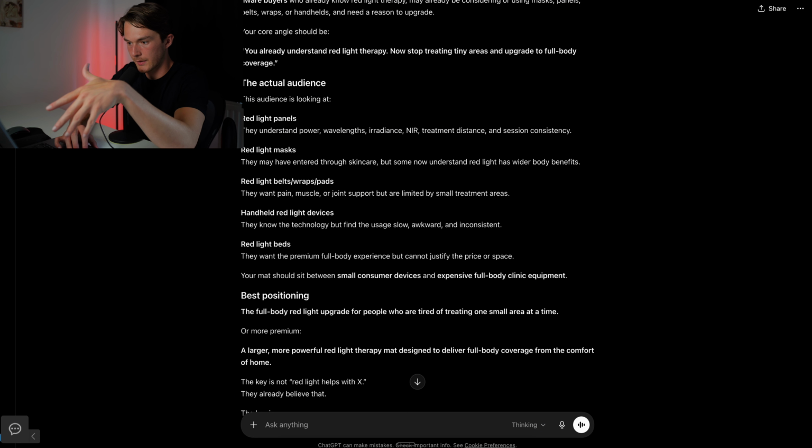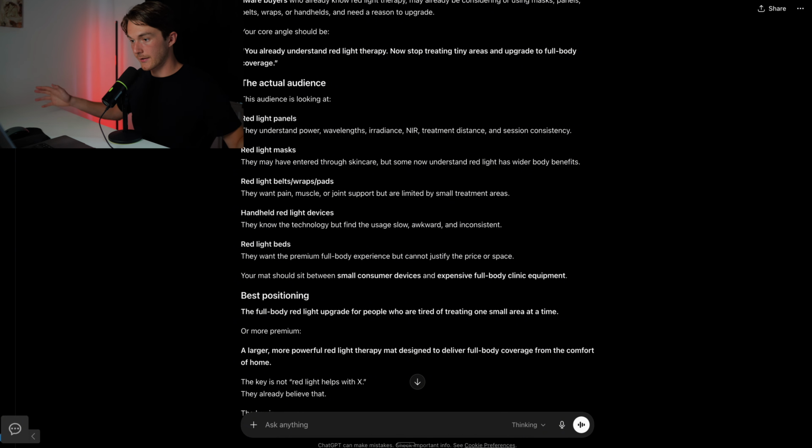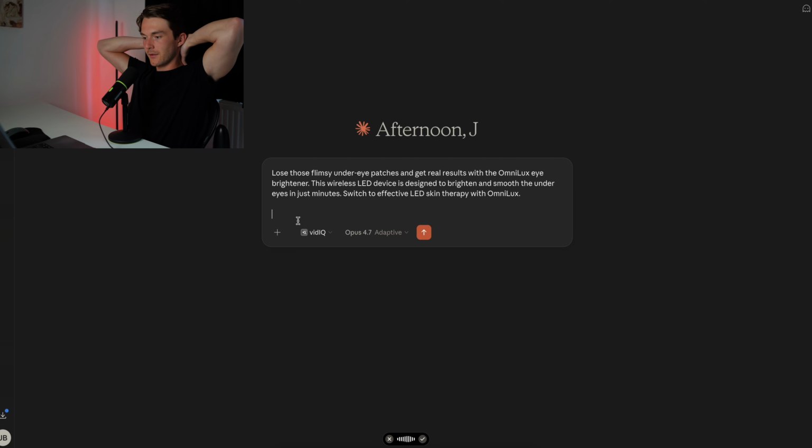All right, so they're looking at red light panels. Perfect. Red light panels are just super small and they're not the size of my product. And so one of my hooks would be: ditch the red light panels and get real results. Or no: ditch the small and ineffective red light panels and feel real relief with the Red Recovery Mat. This red light therapy device is designed to penetrate your muscles, calm them down so that you feel more relaxed and can start to get a better night's sleep. Switch to the effective blah blah today.